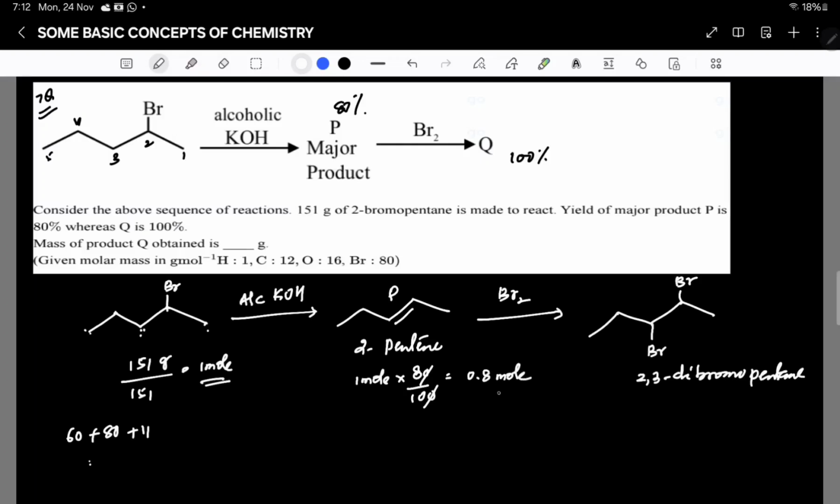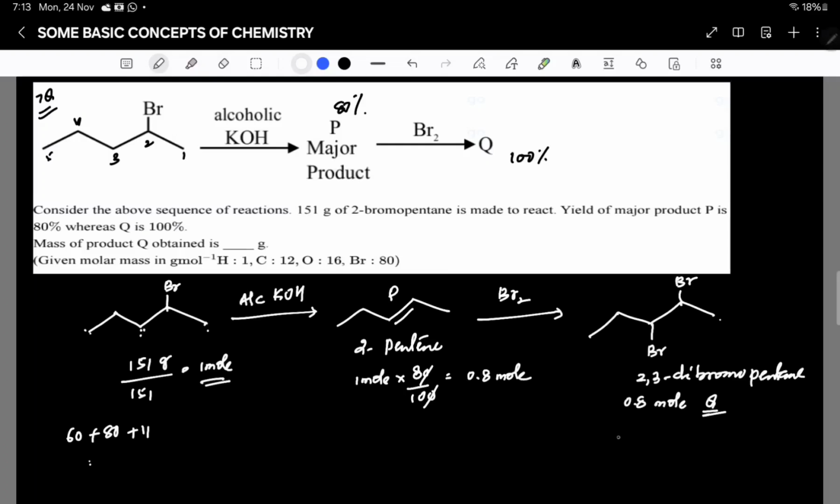Now this 0.8 mole will react with the bromine. We are getting the 100%. So now, student, 100% means there is no loss. So now you will get 0.8 mole of this Q. So what is he asking, student? What is the mass of product Q he is asking? Just we need to calculate, student. 1, 2, 3, 4, 5. So here 151 we have. In addition, you can add one more bromine, student. 151 plus 80. That will be 231 gram.